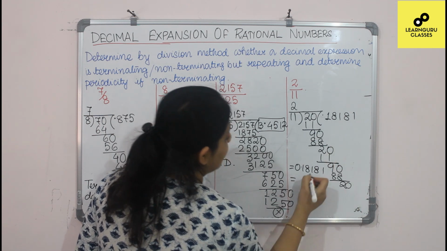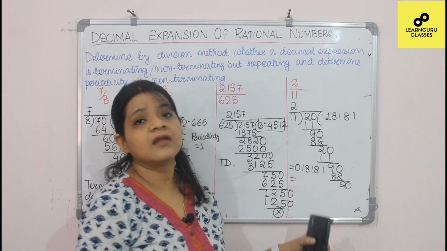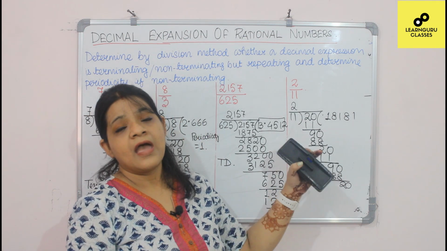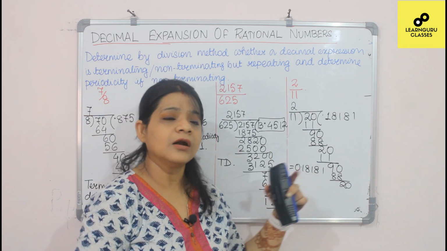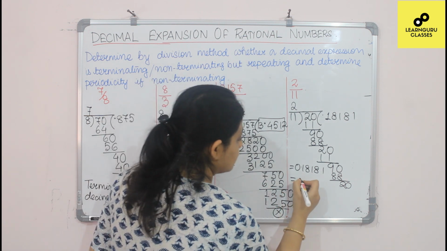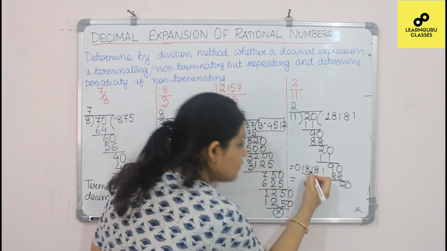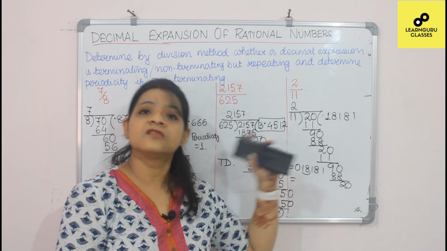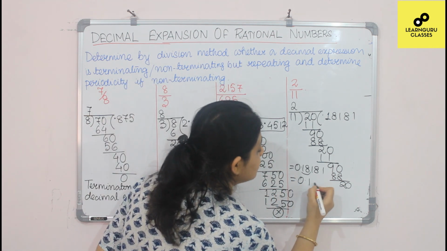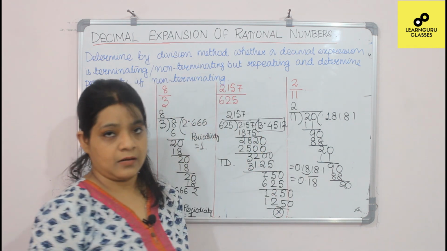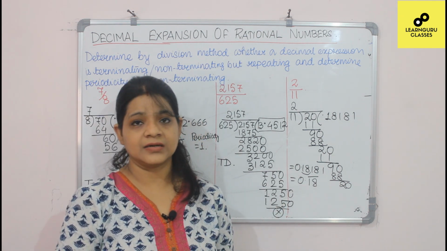So we can say that this is a non-terminating decimal expansion, since the remainder will never come to 0 and the process of division will continue. 18 is the sequence of digits that is being repeated, so we can write it as 0.18 bar. How many digits are under the bar? 2 digits are under the bar.